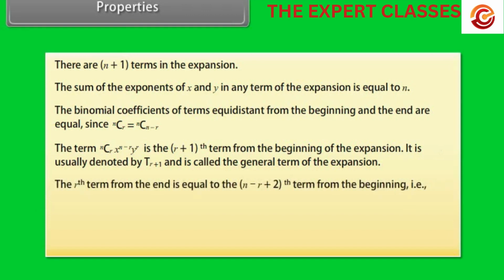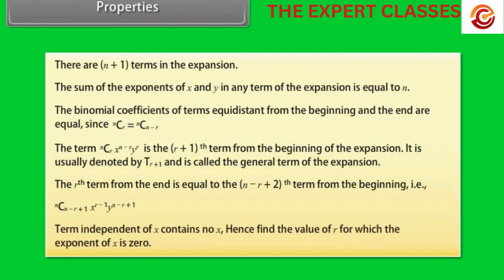The rth term from the end is equal to the (n−r+2)th term from the beginning, that is nC(n−r+1) into x raised to power r−1 into y raised to power n−r+1. The term independent of x contains no x, hence find the value of r for which the exponent of x is 0.